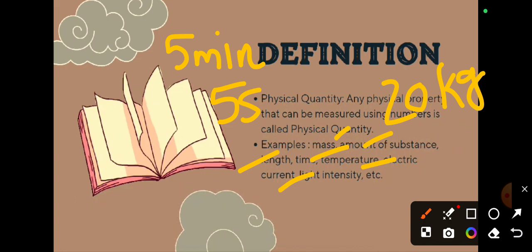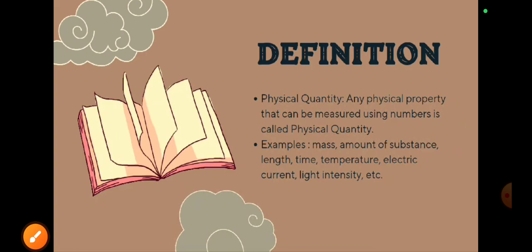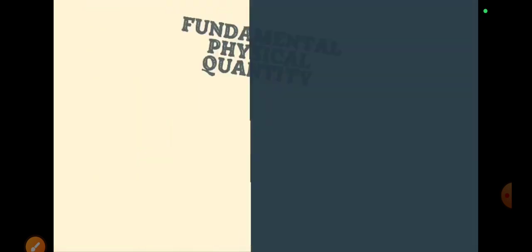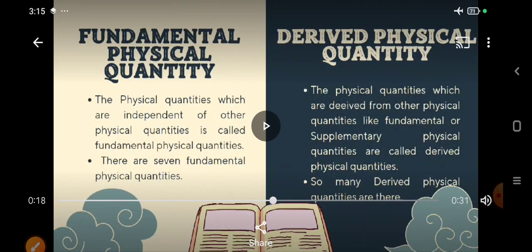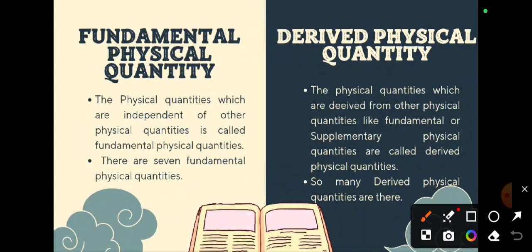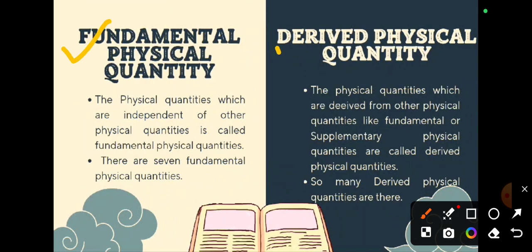Also, physical quantities are divided into 3 parts. First one is fundamental physical quantity, second one is derived physical quantity, and the third one is supplementary physical quantities. Supplementary quantities are derived from the fundamental itself, or we can say they are the part of the fundamental quantity itself. Therefore, here only 2 parts I am explaining, that is first one is fundamental physical quantity and the second one is derived physical quantity. Okay, now see what is meant by fundamental quantity.